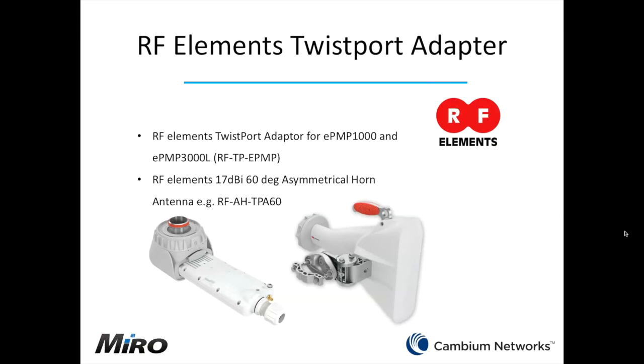So as a result, the EPMP 3000Ls, you'll see in the bottom left corner here, are able to work with the RF Elements switchboard adapters, which you can then hook up to an asymmetrical horn. Okay, so that's for your slightly more narrow degrees. We've got 60 degree, 30 degree options. So you've got a few different choices with regards to the degrees. It's not just a straight 90 degree that we're limited to.